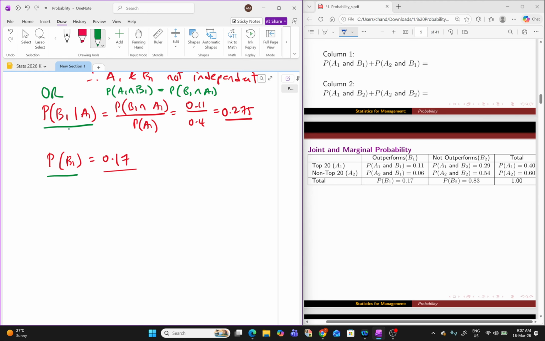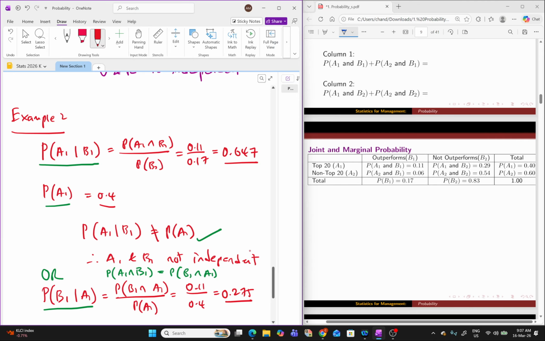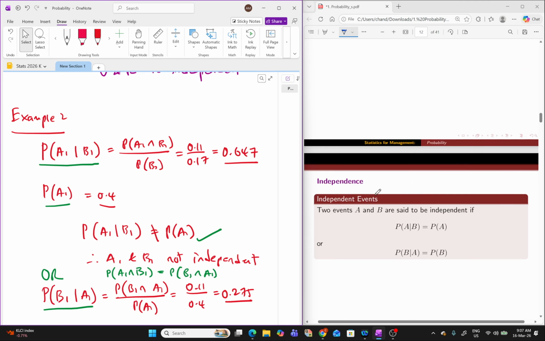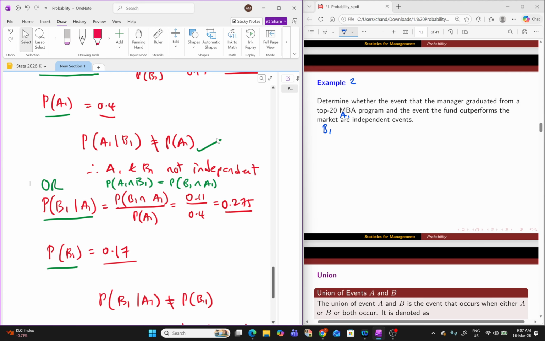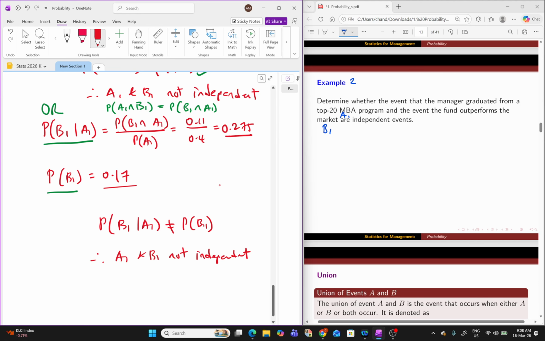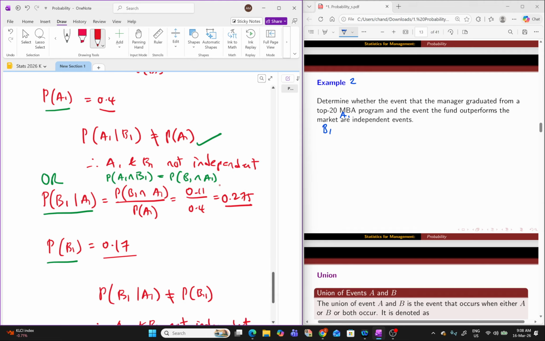So basically what you are telling is that B1 given A1 is not the same as B1, so you can write A1 and B1 are not independent. Either one you can show. If they are asking whether A1 and B1 are independent or not, you can do it like this, or you can do it like this. Either one of them, both will give you the same answer: not independent. Right? So that's how you determine whether it's independent or not.